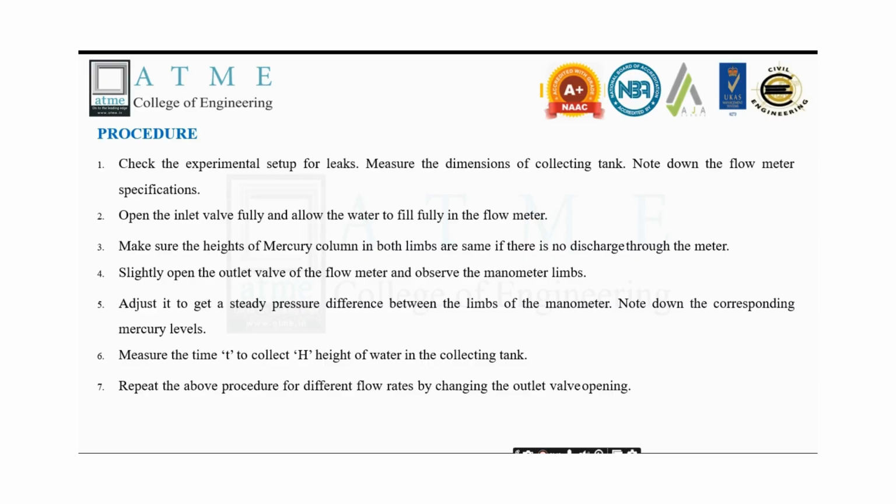Once the inlet valve is fully open and the water has filled fully in the flow meter, make sure that the height of the mercury column in both the limbs is the same. In case it is not the same, remove the air bubbles by using a valve, then close the valve again and note down the readings. Then slightly open the outlet valve of the flow meter and observe the manometer limbs. Adjust it to get a steady pressure difference between the limbs of the manometer, then note down the corresponding mercury levels. Measure the time t to collect H, the height of the water in the collecting tank. Then repeat the same procedure for different flow rates by changing the outlet valve opening.